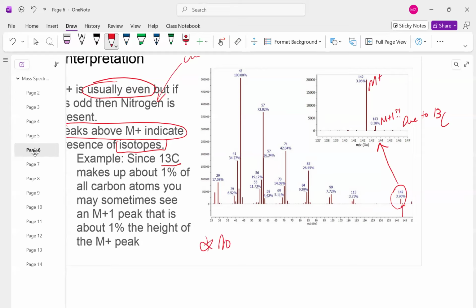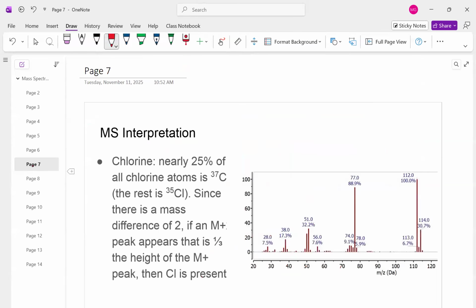But this really isn't useful since all organic molecules have carbon in them. I mean, that's why we're taking this class. But I bring this up because there are a few instances where those peaks past the molecular ion are useful for identifying certain atoms. And where we will see this is with chlorine and bromine.